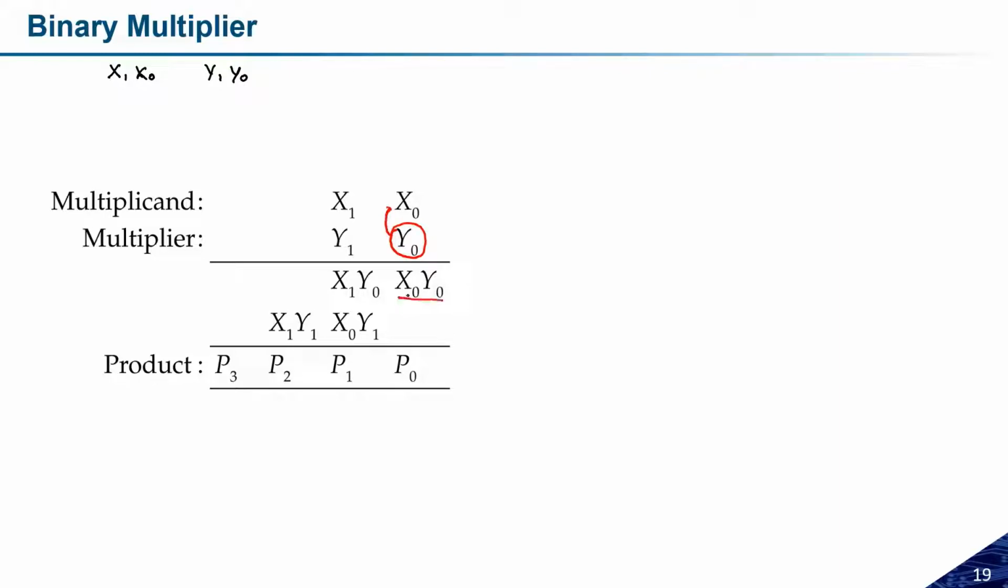So this is the first term. The second term will be y0 multiplied with x1, so y0 x1 will be there. This is all about the multiplication with respect to y0. Now I need to consider y1. I will multiply y1 into x0 and then y1 into x1. So y1 x0 will be here, and y1 x1 will be here. So this is what we get.